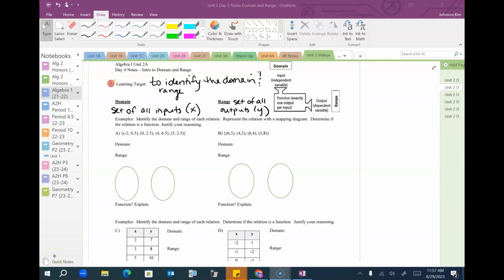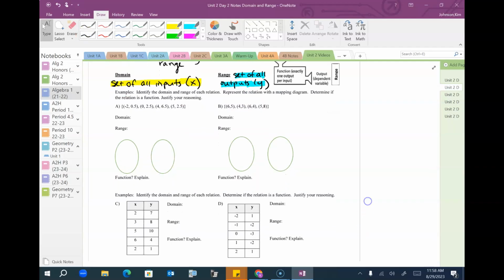In today's video, we're going to identify how to find the domain and range of a function. The first thing we have to identify is what the words domain and range mean. Domain represents the set of all inputs, or our x values. The range represents the set of all of our outputs, or our y values.